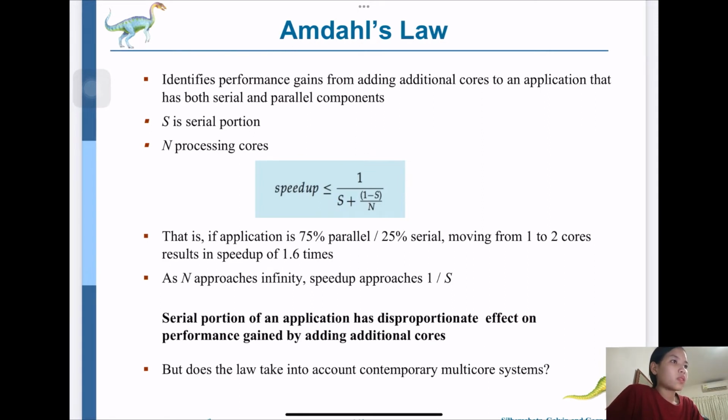Amdahl's Law: identifies performance gains from adding additional cores to an application that has both serial and parallel components. S is the serial portion, and N is the number of processing cores.